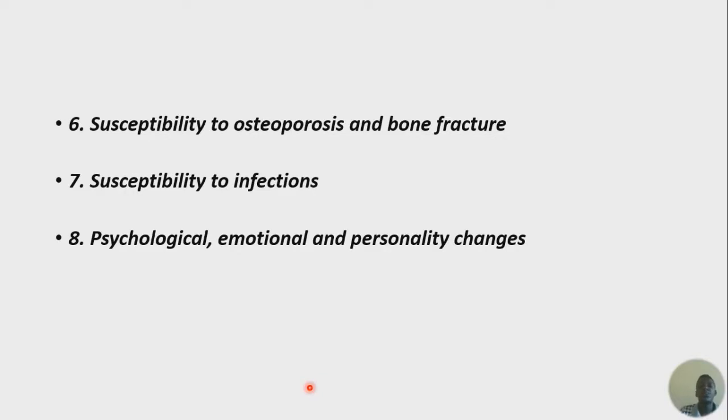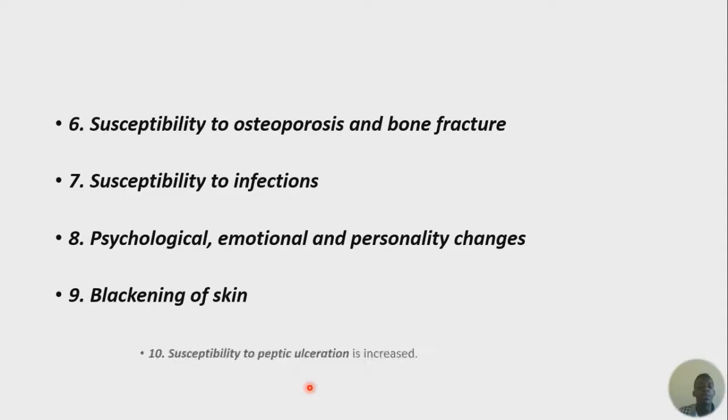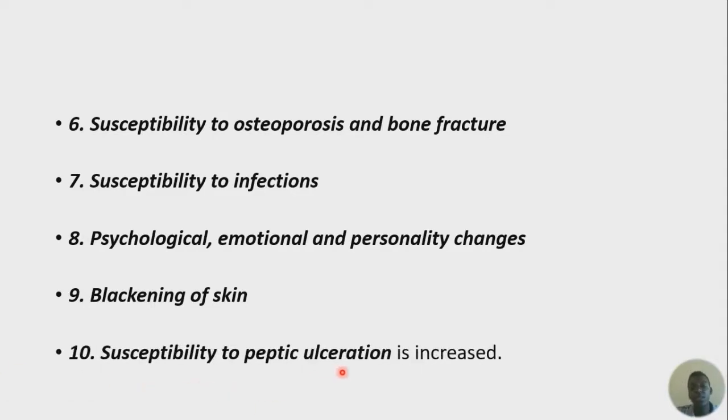There are psychological, emotional, and personality changes. Your skin will blacken just because the ACTH released in excess has an MSH-like effect, that hormone MSH, which causes blackening of the skin. So it has an effect similar to that hormone's effects, and the end result will be hyperpigmentation. Then susceptibility to peptic ulcerations is increased during the hypercortisol stage.